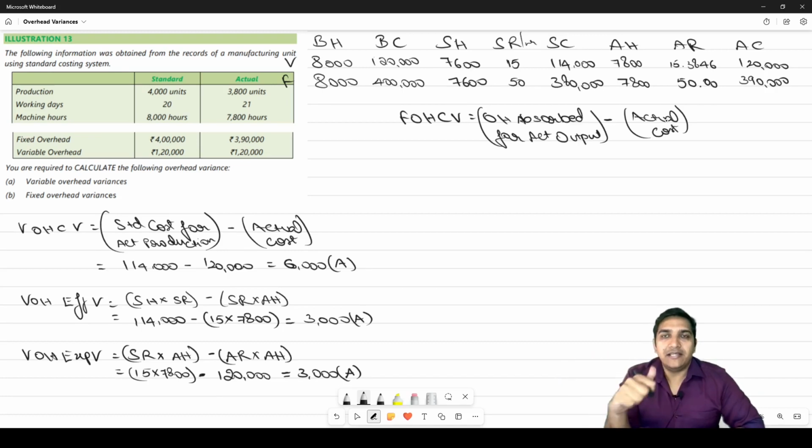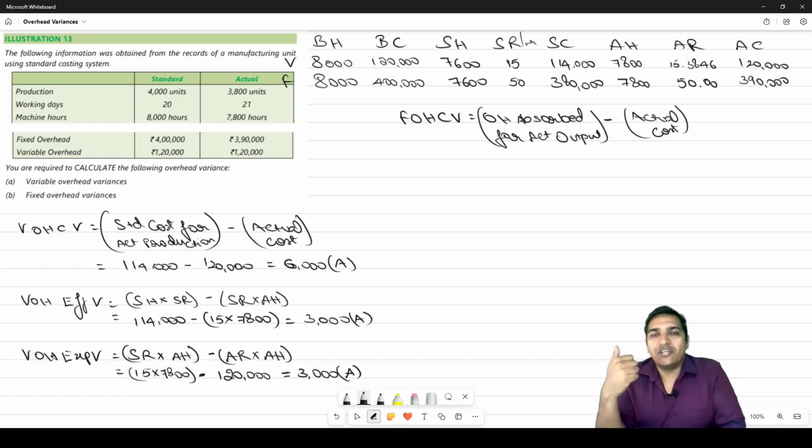In variable overheads, as I've already explained to you, standard cost for actual production and variable overhead absorbed for actual output are the same terms, and the calculation for these is also the same as in material and labor, that is standard hours into standard rate. The only thing is, in material and labor usually we do not get budgets. We straight away get what is standard and what is actual. But when we talk about overheads, the question usually talks about budgets, and we have to calculate what is standard.